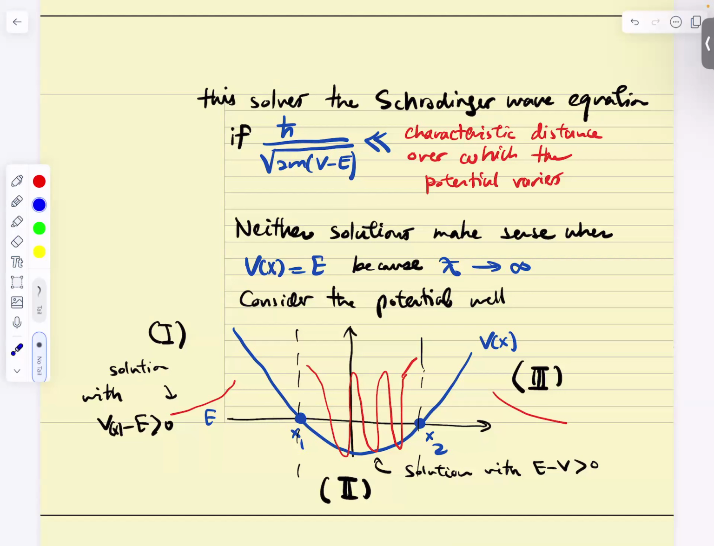So here's another point of view about the approximation. You've got to be careful. You can't take your solution literally near x1 or x2, because your approximation falls apart. You could see that explicitly.